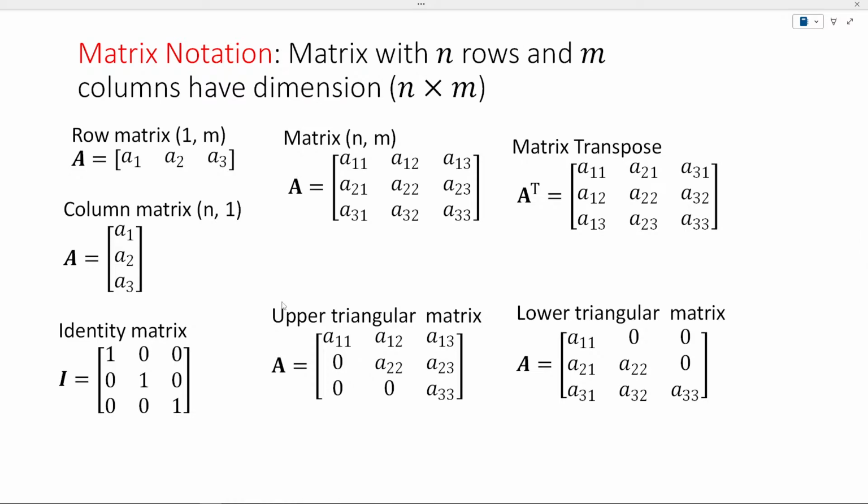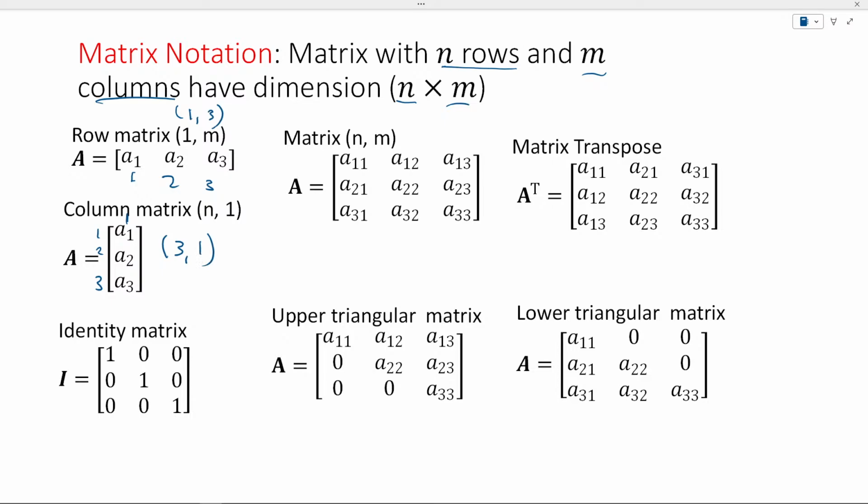A matrix with n rows and n columns has the dimension n times n. So n is always the number of rows. In that case, how many rows do I have here? I have one row. How many columns do I have? I have three. One, two, three. So this matrix is a row matrix with a size of 1 times 3. This is a column matrix. How many rows does it have? 1, 2, 3. How many columns? Only one. So this is a column matrix with a size of 3 times 1.